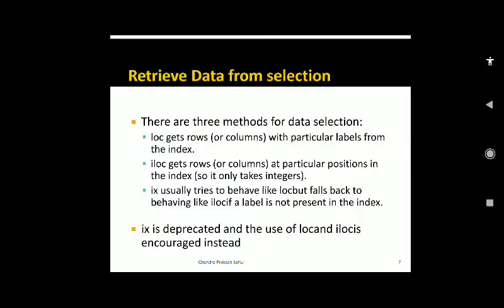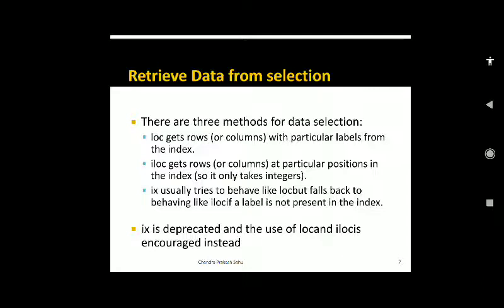Retrieving data from selection. You can select any number of columns or rows to display. Here we have some functions that are used for retrieving or accessing data by selection. The first one is LOC. It gets rows or columns with particular labels from the index. That means if you give labels A, C and D, then the rows of A and C and D will be displayed.